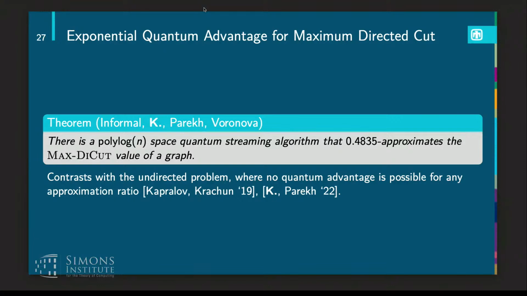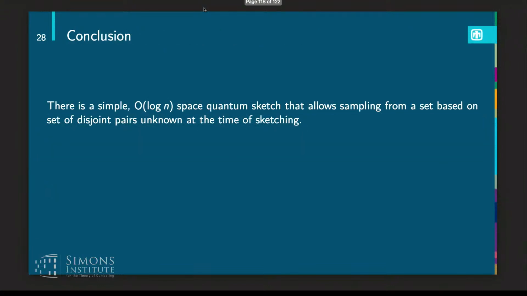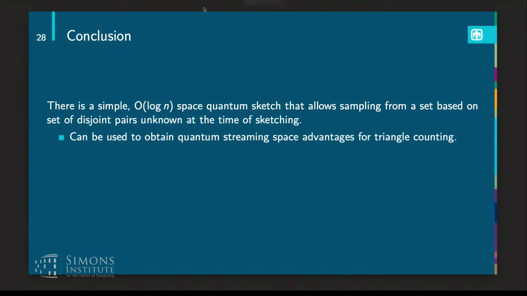So that brings me to the end of what I wanted to talk about. Just to wrap up here, we have a simple log space quantum sketch that allows you to solve the problem of sampling pairs from a set with the same complexity that classically you'd need to sample singletons. It gets you some quantum space advantages for the problem of counting triangles in the stream. It gets you exponential advantages for the streaming version of directed cut.